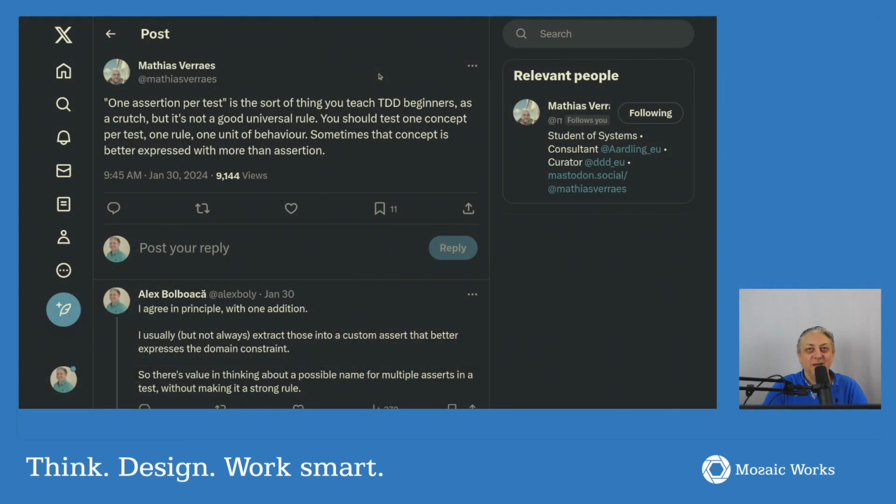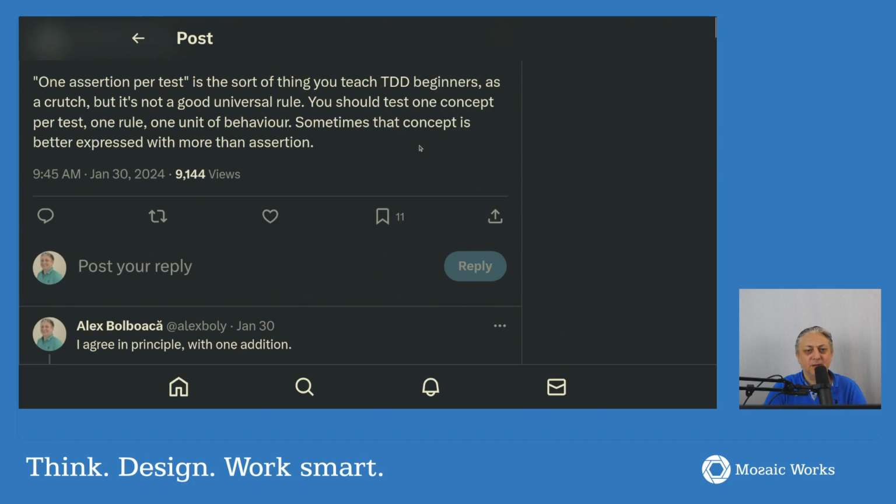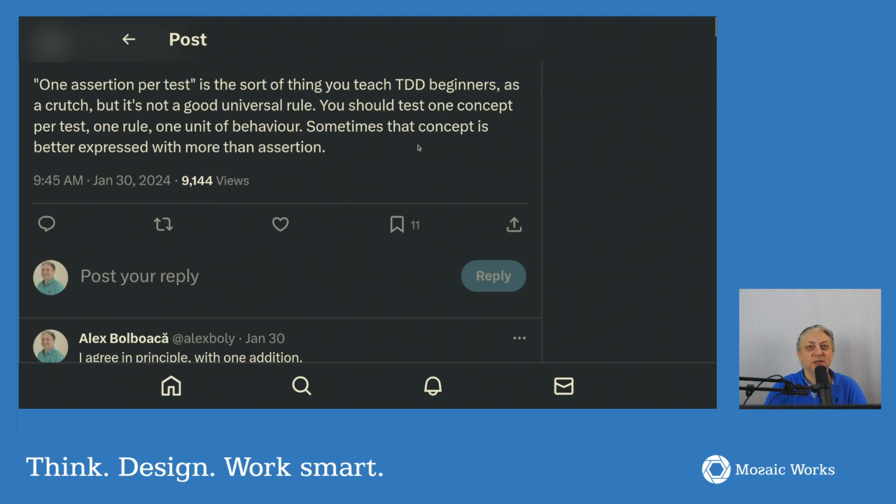Let's get back to the question, should we write a single assertion per test? And this started from this tweet by Matthias Ferraes. "One assertion per test is the sort of thing you teach TDD beginners as a crutch, but it's not a good universal rule. You should test one concept per test, one rule, one unit of behavior. Sometimes that concept is better expressed with more than one assertion." And I agree in principle, but I have some observations, and this is where this all started.